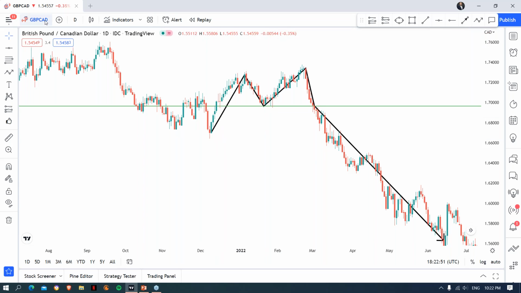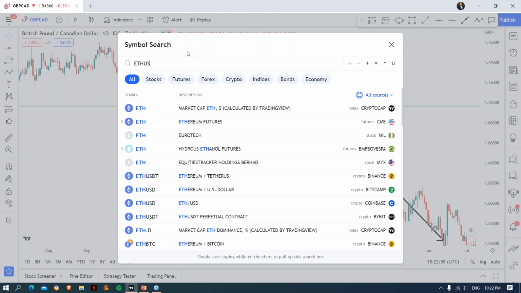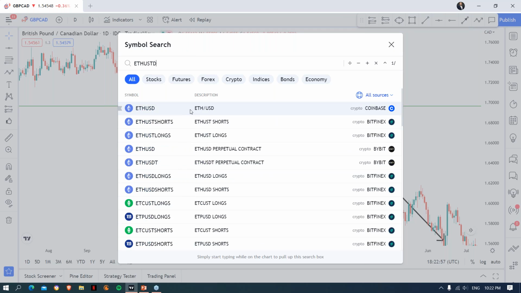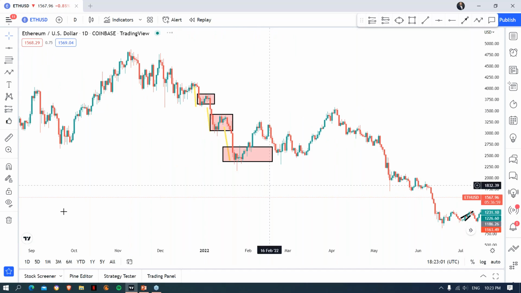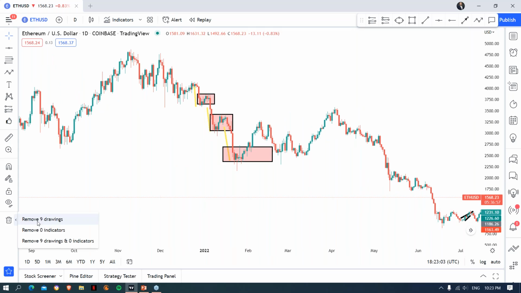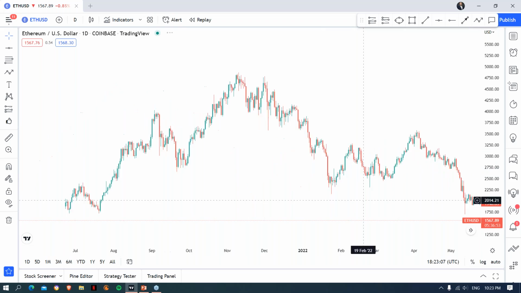This is the British pound. I thought we were looking at Ethereum. Anyway, it's a valid example, but let's look at Ethereum. Here we go. Delete this. And let's look at a couple of examples.